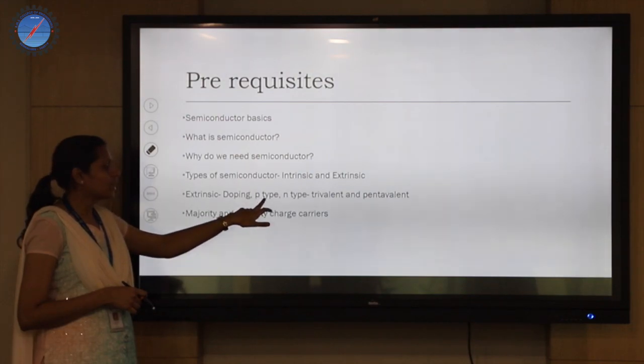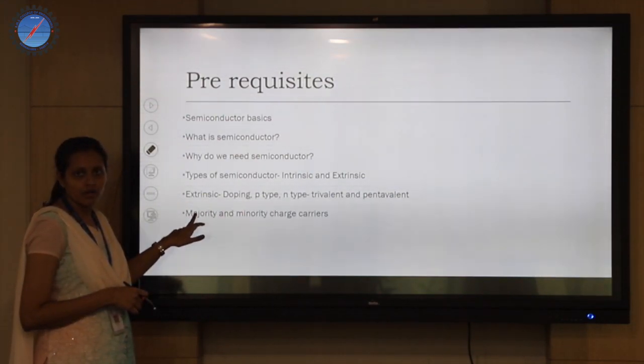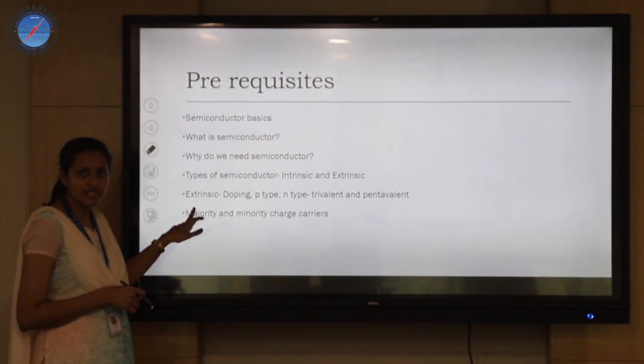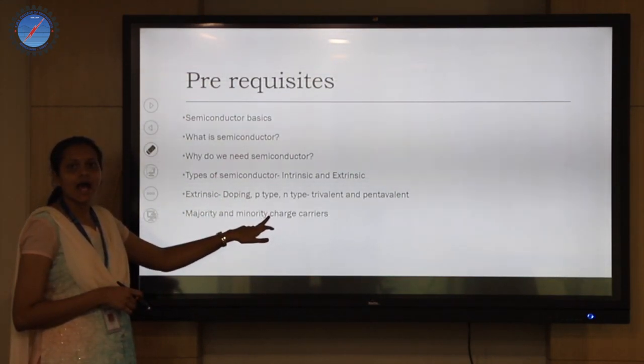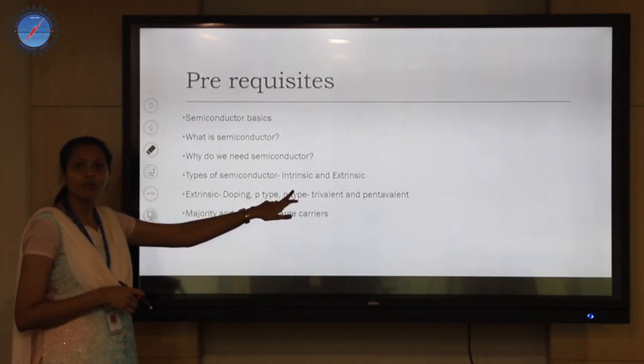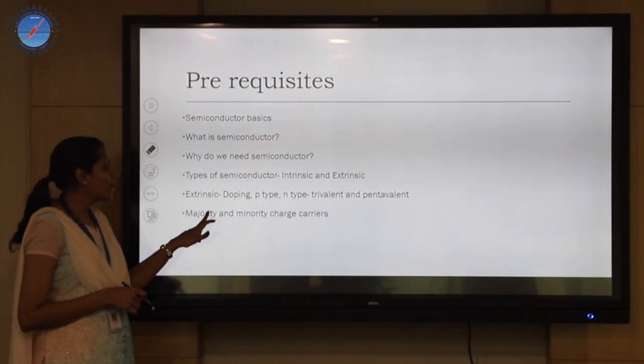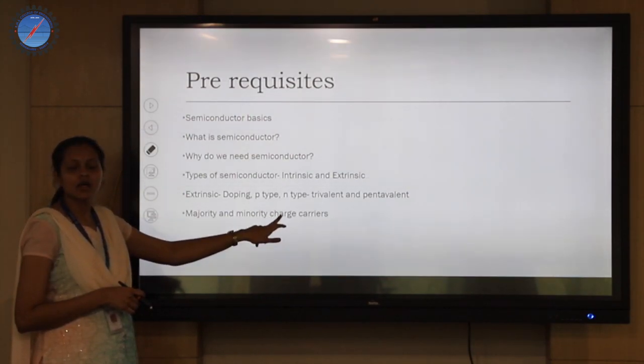A p-type semiconductor has majority charge carriers, that is more in number, as holes and minority charge carriers as electrons. Whereas the n-type, which is formed by doping pentavalent atoms, has majority charge carriers as electrons and minority charge carriers as holes.